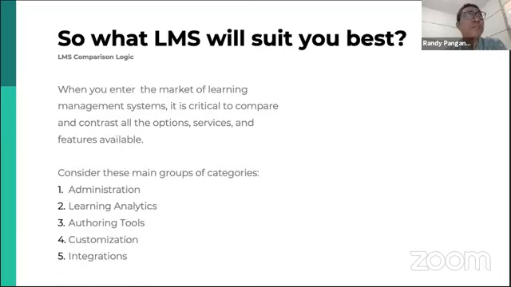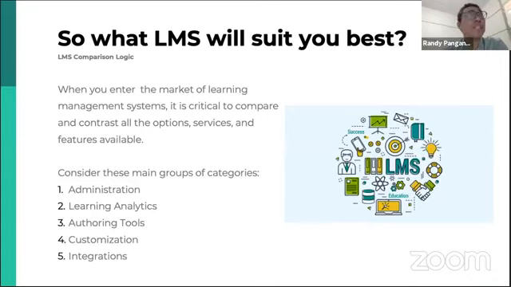When you enter the market of learning management systems, it's critical to compare and contrast all the options and services features available. So, consider these five when you're trying to decide on which LMS you're trying to purchase and use. The administration. This includes yung content management system, your CRM, your API, and different notifications. Learning analytics, number two. This includes yung assessment tracking, student tracking, automated report creations, etc.